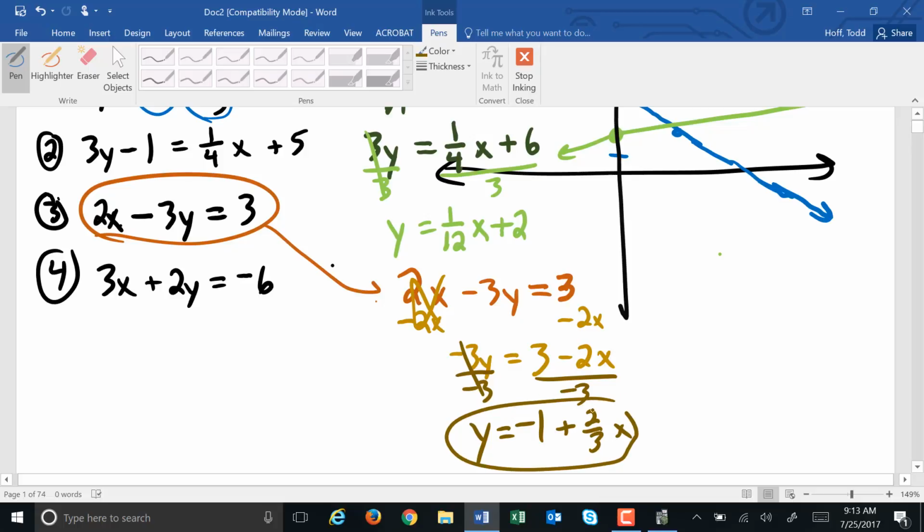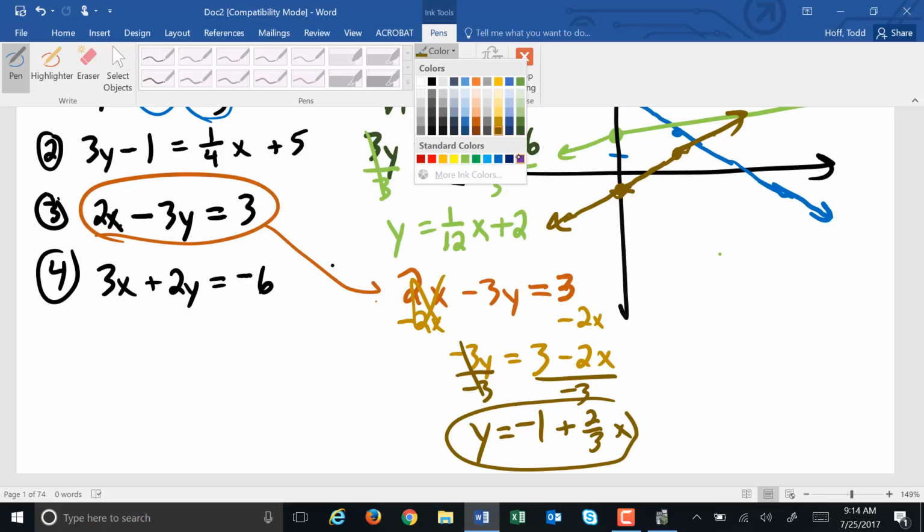So where do we start? -1, yep. And from there we go up 2 and over 3. Perfect. So there we are.